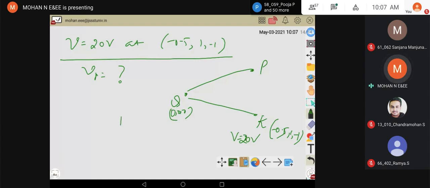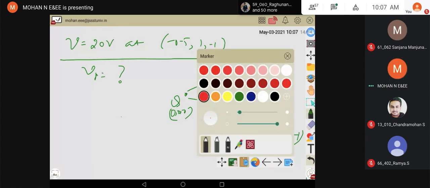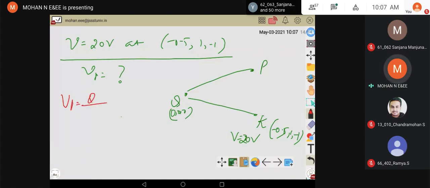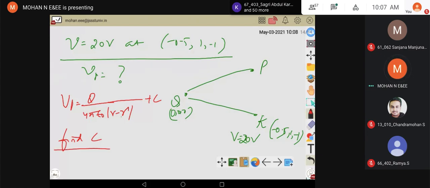You have to use the same relationship, that is Vp is equal to Q by 4 pi epsilon naught (R minus R dash), or Ri, plus C. Find C for V equal to 20 volts, and then substitute back, you will get the answer.